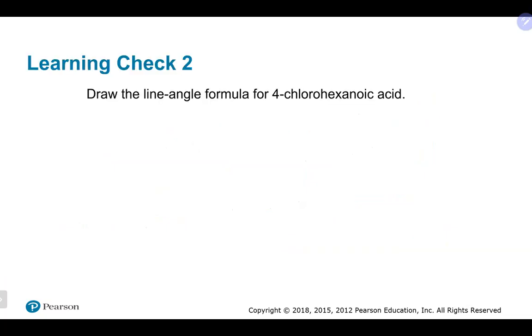Okay, so one more here. Let's do a little drawing. Once you draw the condensed and the line structure for this one. So do condensed and line. Looking for 4-chlorohexanoic acid. So we definitely know that we got that group going. The hexane part tells us it is 6.